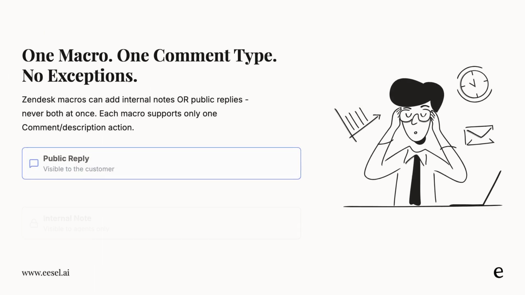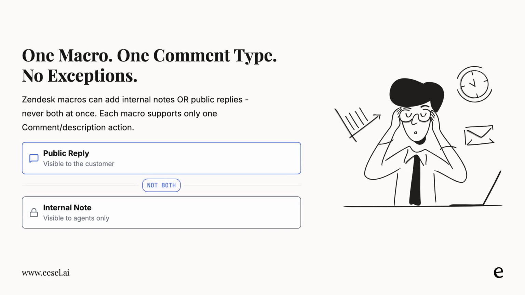Here's the catch. A single Zendesk macro can add either a public reply or an internal note, never both at the same time. That's not a bug, it's by design. Zendesk treats each comment type as a distinct action.